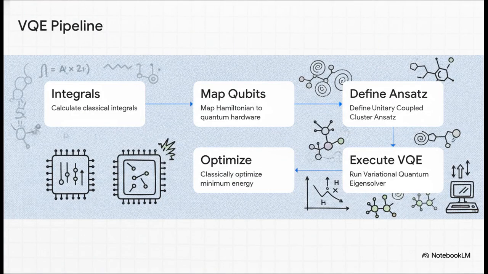Let's see how this builds into the complete VQE quantum simulation pipeline. Step 1. Calculate the classical integrals. Step 2. Map the Hamiltonian to the hardware qubits. Step 3. Define the unitary coupled cluster ansatz. Step 4. Execute the eigensolver on the hardware itself. And finally, Step 5. Optimize classically to find the minimum energy state. This exact 5-step protocol is what makes simulating delicate drug-binding energies possible.